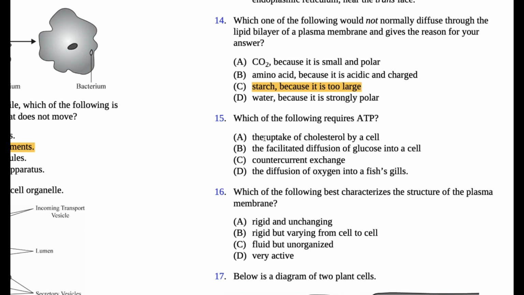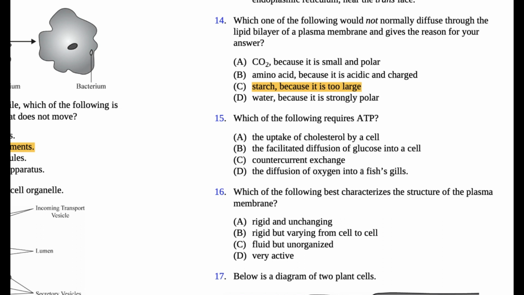So the uptake of cholesterol by a cell, the facilitated diffusion of glucose into cell. So the facilitated diffusion is actually still a passive diffusion, passive transport. It just has like a protein channel for it to go through. Countercurrent exchange is also a form of diffusion, right? It just increases the efficiency of it.